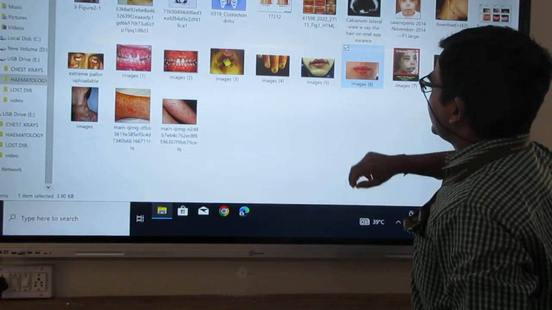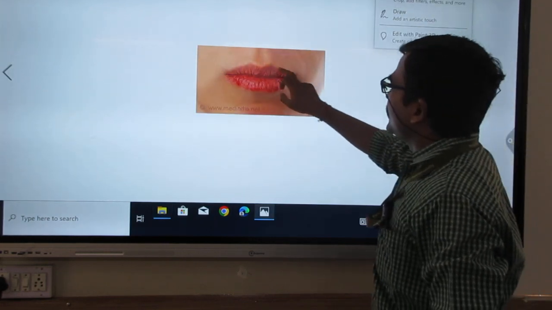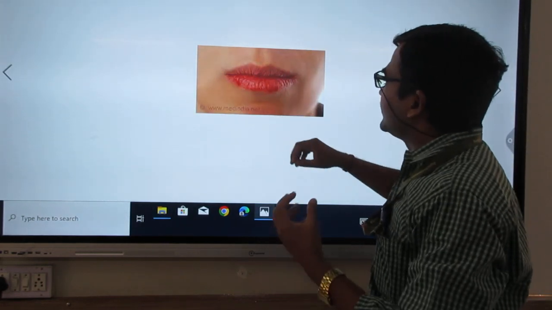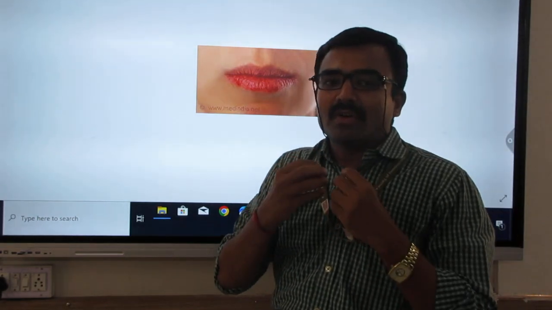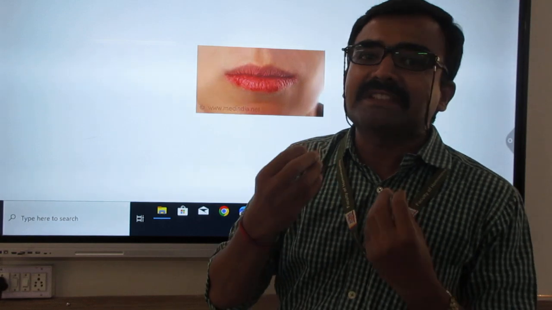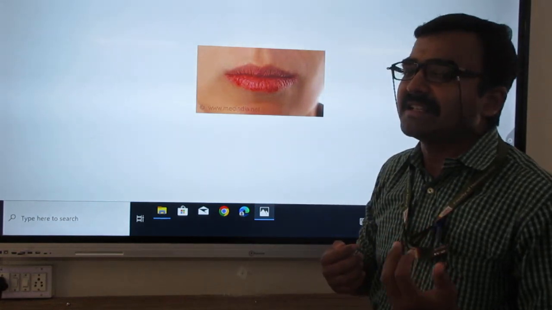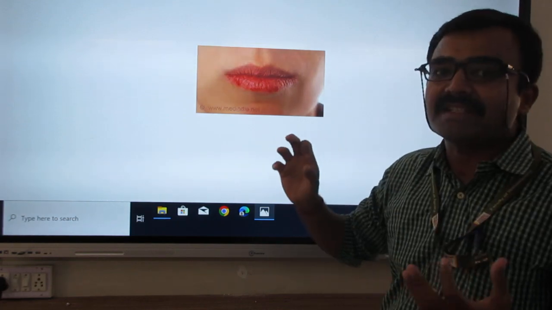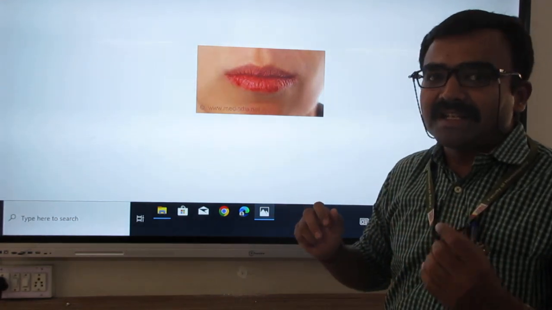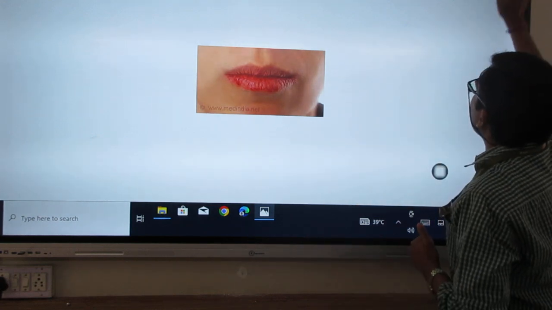And in this patient, look at the lips. Here you can see that the skin over the lips is getting peeled off. That peeling of the skin from the lips is called cheilitis, C-H-E-I-L-I-T-I-S. So positive angular stomatitis and positive cheilitis indicate that the patient is having B12 deficiency anemia.